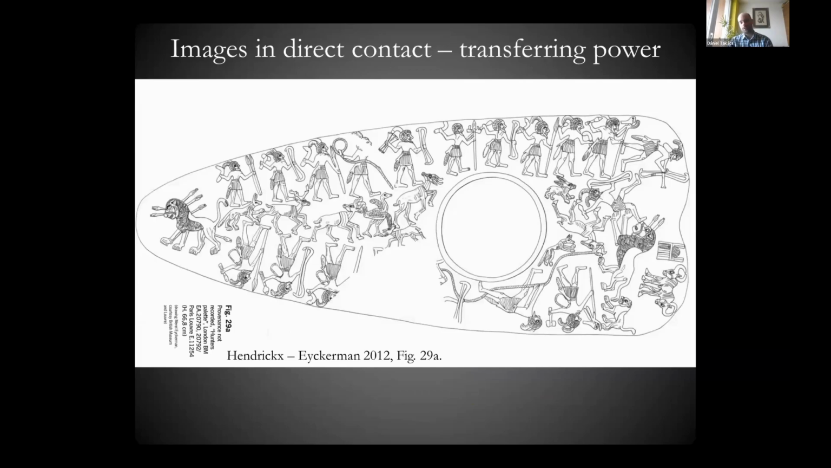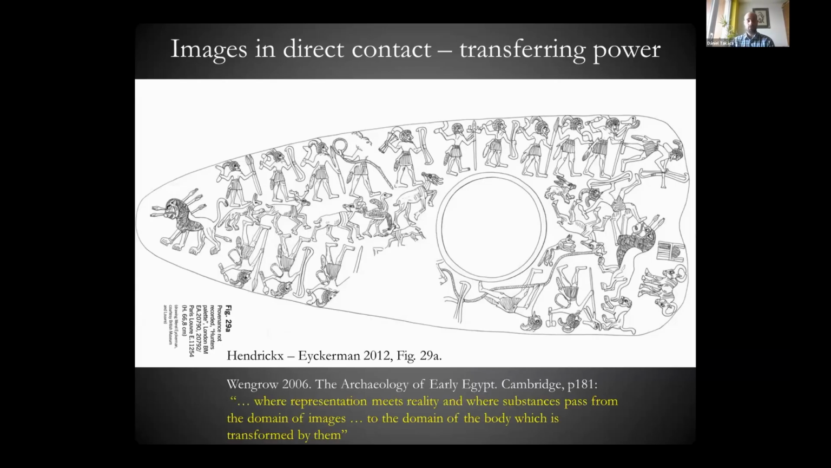So for this, we can turn to other cosmetic palettes, which are very, very nicely decorated, like for example, the very famous Hunter's palette here, about which David Wengrow had an incredibly good idea: that the central part where the paint is ground is actually where representation that surrounds this center part meets reality. So the world of images meets the reality of people grinding those paints and connects it, imbuing the powder with power, so to speak, if I can allow myself this little joke.